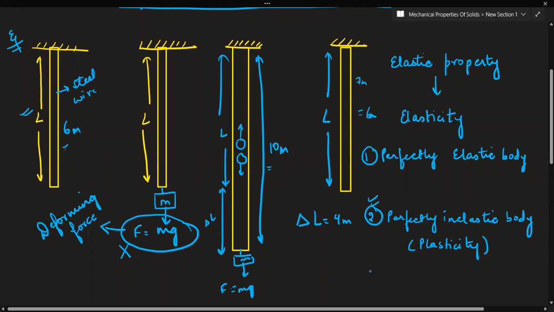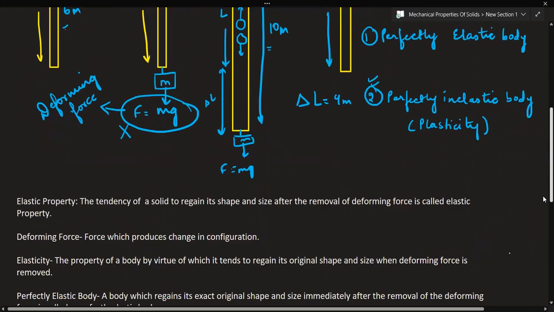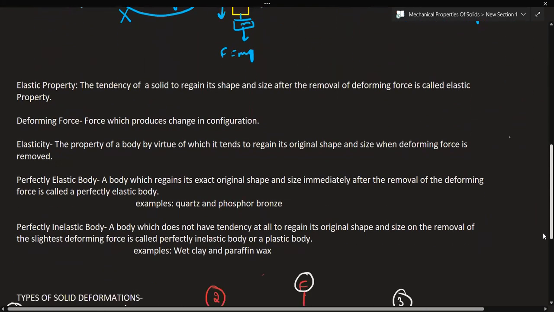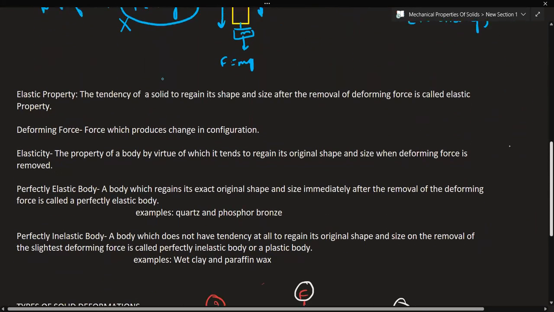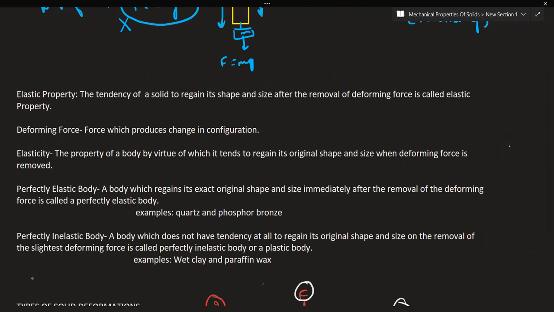Clear? Yes, ma'am. I wanted to ask for examples of perfectly elastic bodies again, please. Yes, I have written quartz and phosphor bronze. Don't worry, I have the definitions written for you. You can note these definitions right now. And if you wish to note the above portion, just let me know, I'll scroll it up. Ma'am, I have copied that. Just note these definitions. Fine.